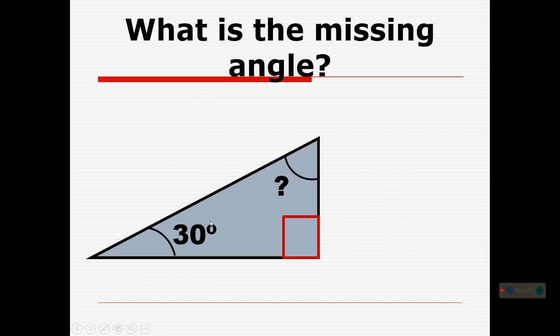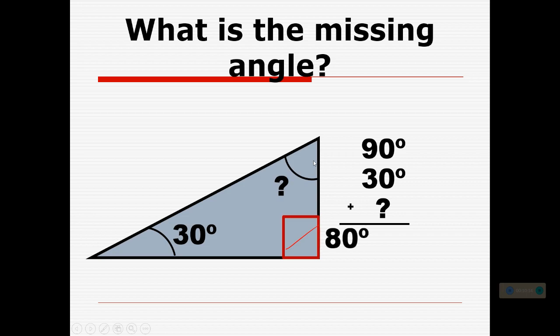Next, let's have this one. Yes, we have 90 degrees because of this part, and then we have 30 degrees. How about this angle? What should it be so that you can have the sum of 180 degrees? What should your answer be here? That's correct. So we have 60 degrees.